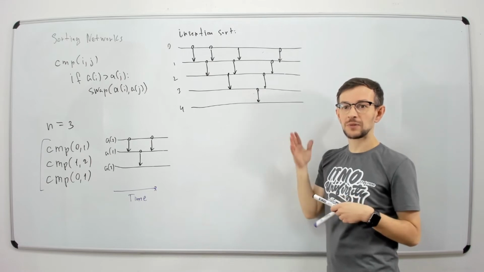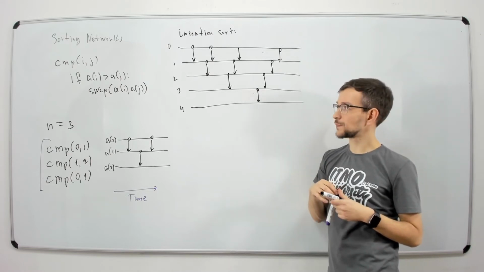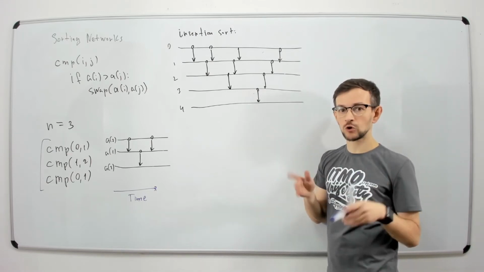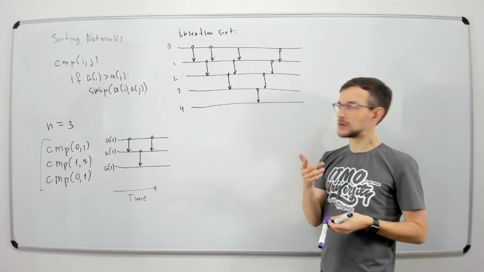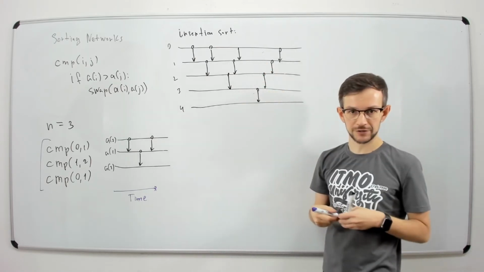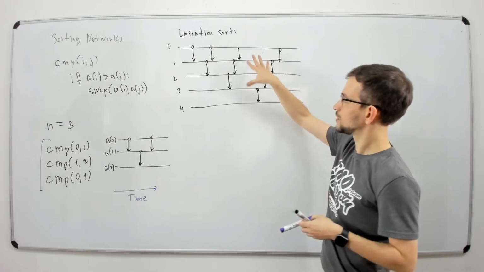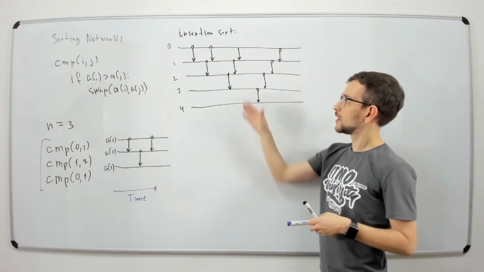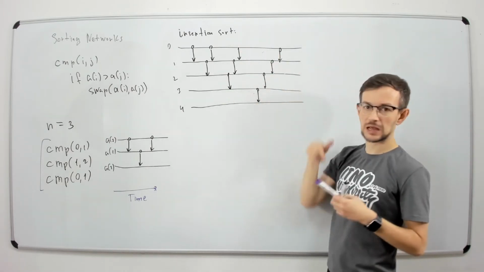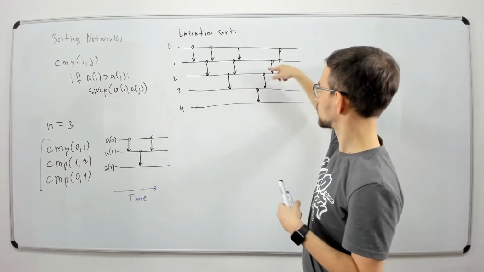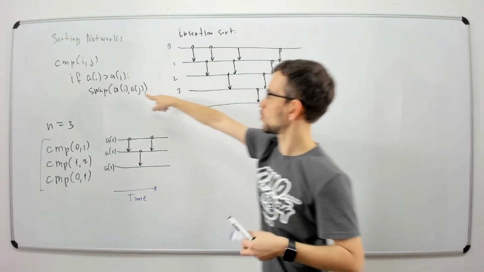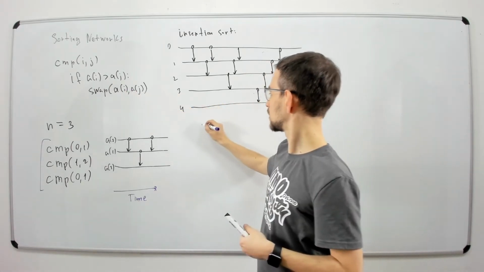How to analyze the complexity of the sorting networks? There are 2 parameters we want to optimize. The first parameter is the number of comparators. For example, in the insertion sort, the number of comparators is n squared. So the number of these arrows, which we call comparators, is n squared.